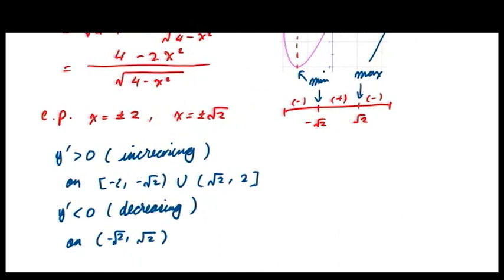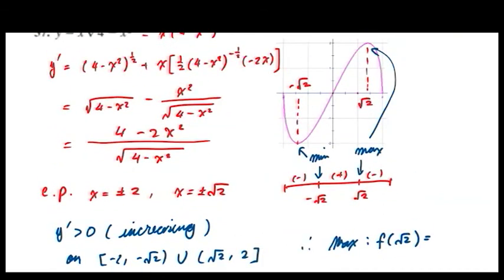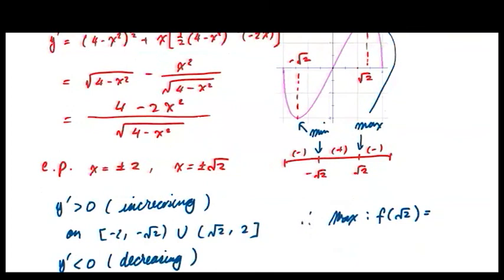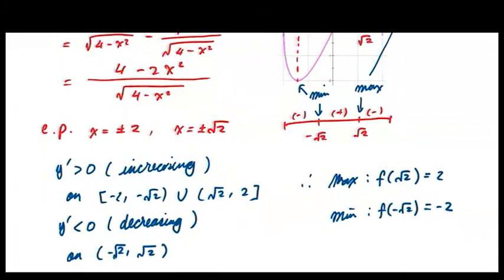Therefore, we can say our max, in this case it's absolute, is f of √2, which will be, if we plug in, 2, right? And then min at f of -√2, and that gives you -2. How about that? This format only, no other format will be accepted. Okay, it changes the sign, derivative changes sign, derivative goes from positive, none of that is acceptable. This is it. Okay.